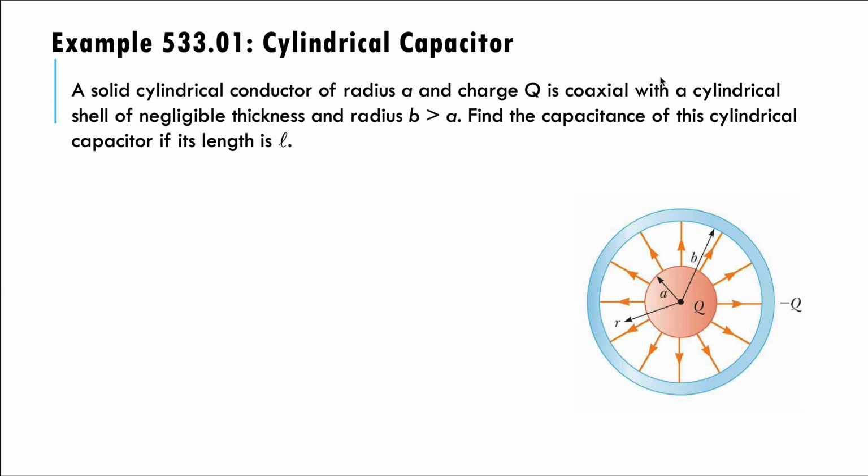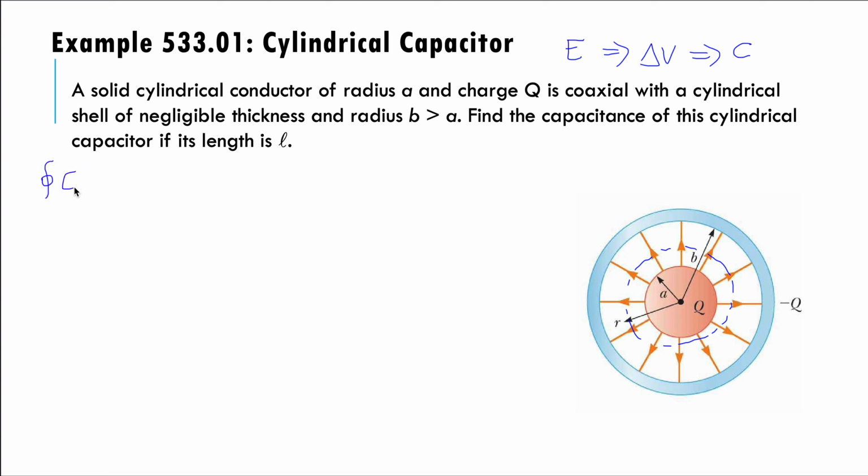We're going to follow the same steps that we did in the previous two videos. We're going to find the electric field, then the potential, and then the capacitance. The first thing is we need the electric field in the region between the two cylinders so that we'll be able to find the potential difference. To find the electric field in this region, we can use Gauss's law.